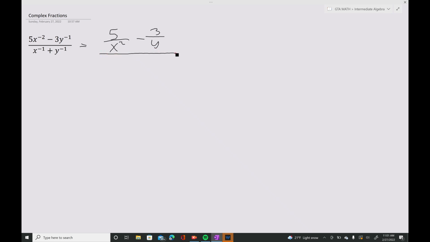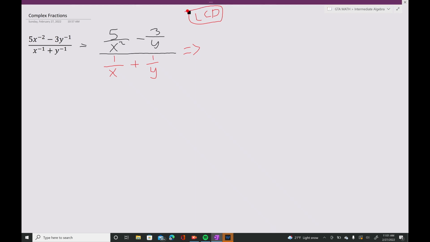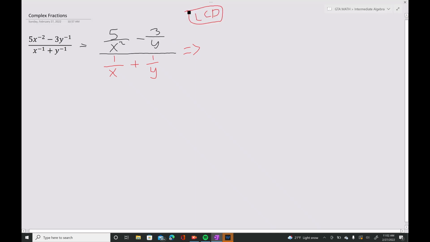And then we're going to do the same thing to the bottom. We're going to rewrite it. So this is going to be 1 over x plus 1 over y. So I'm going to call this next step LCD. And this is just getting the least common denominator for the complex fraction, which is very important. So we know in this problem, we're missing an x squared here, we're missing a y here. So we're going to multiply the top and bottom by x squared, because that's what we do with fractions, right? Whenever we're making least common denominators, we multiply what the other thing is missing. And we do that to the top and bottom.